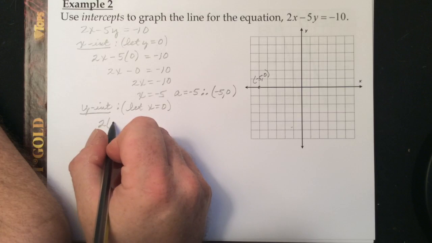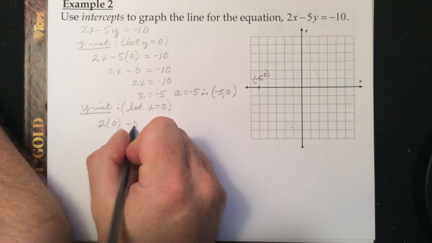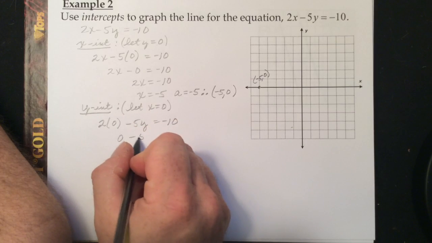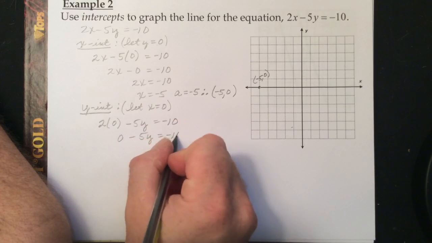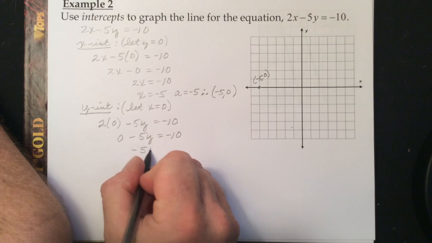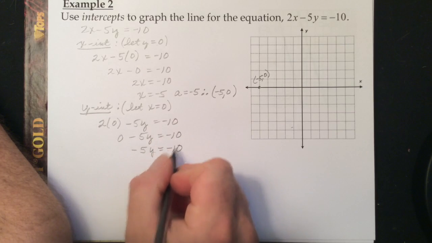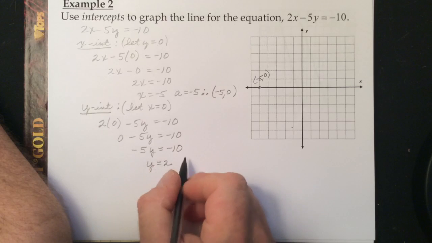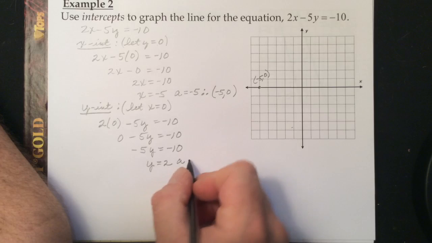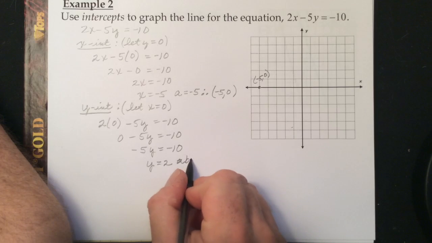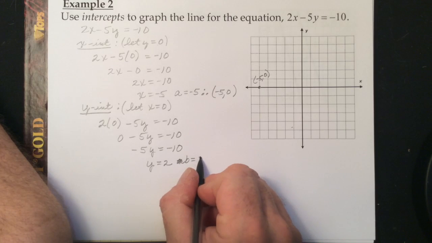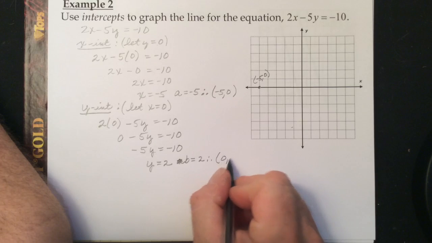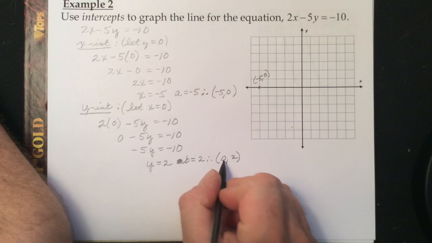So 2 times 0 minus 5y equals negative 10. This gives us 0 minus 5y equals negative 10, so negative 5y equals negative 10. Divide both sides by negative 5, and we get y equals positive 2. So therefore B, our y-intercept, is 2. Therefore we have a point at (0, 2), where x is 0.